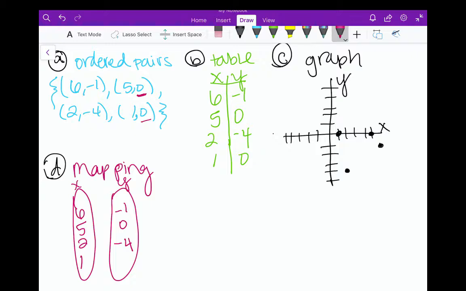So my 6 maps with my -1, so I'm going to draw an arrow from 6 to -1. My 5 maps to 0. My 2 maps to -4. And my 1 also maps to 0. So that is what my mapping would look like. Looking at these 4 examples, again, given any representation, you should be able to come up with the other 3.